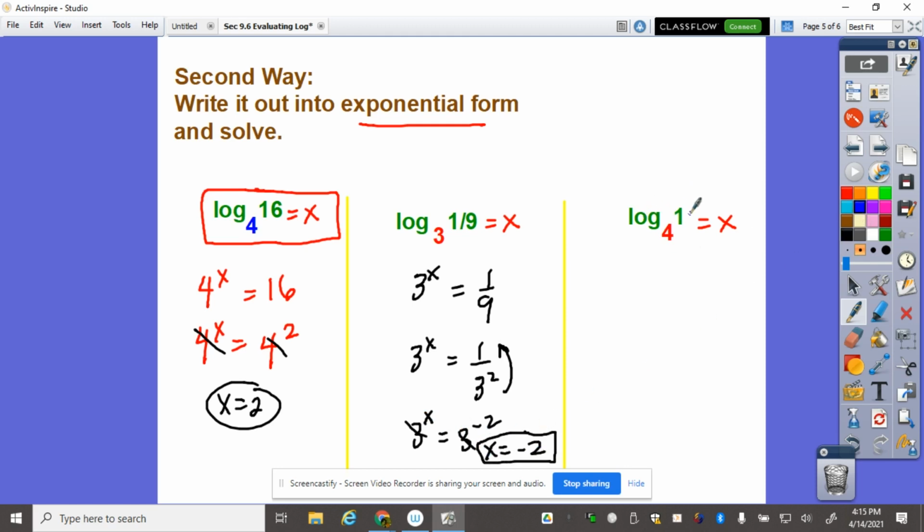Next, log of 1 with a base of 4 is equal to x. 4 to the x is equal to 1. What was the mystery number of x there that will give us 1? And that will be only 0, 4 to the 0. So therefore, x is equal to 0.